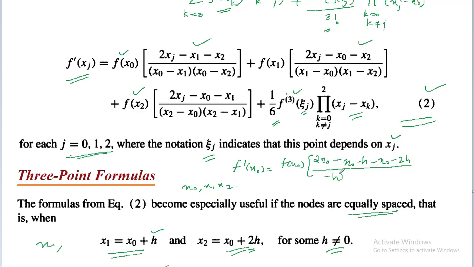So this is minus h into x naught minus x2, which is nothing but minus 2h. So this term will be f of x naught into 2x naught minus x naught minus x naught. So these x naughts are cancelled. That means the remaining part will be minus h minus 2h, that's minus 3h. That is, this is minus 3h divided by 2h square. That is, we have minus 3 by 2 into 1 by h.